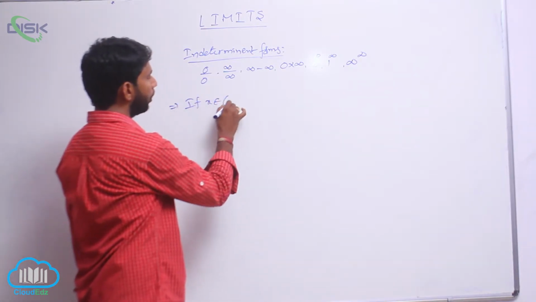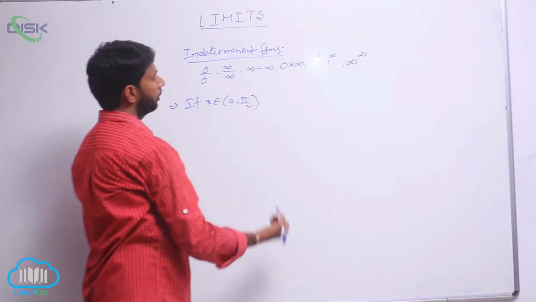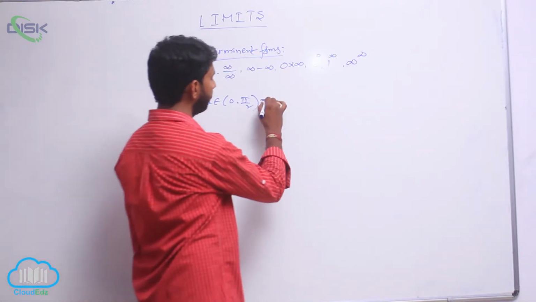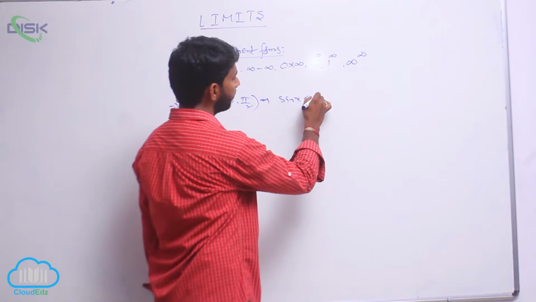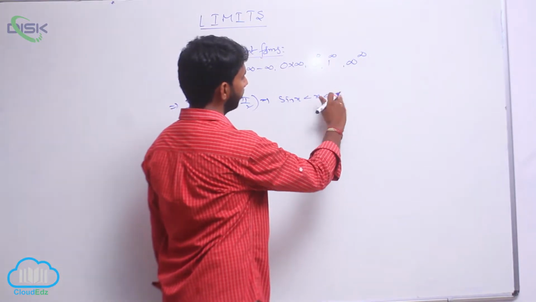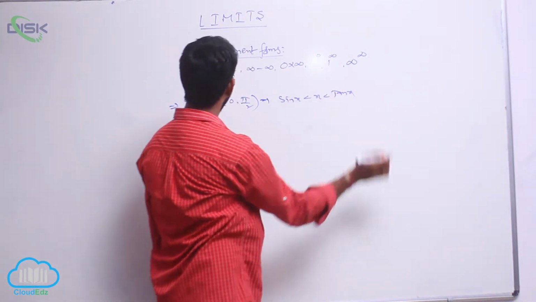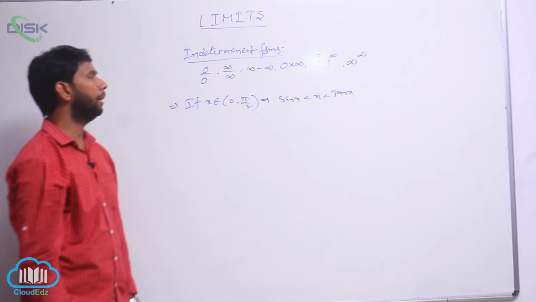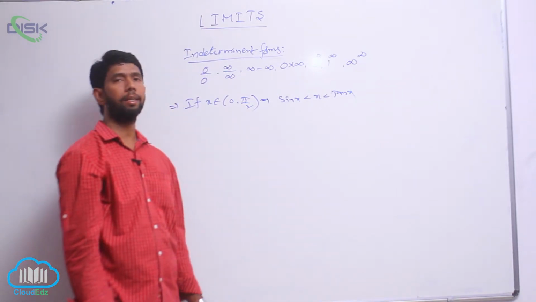If x belongs to 0 comma pi by 2, then sin x is less than x, which is less than tan x.